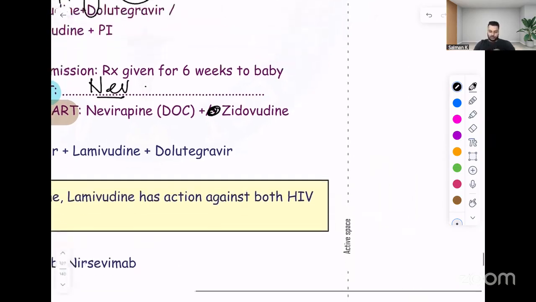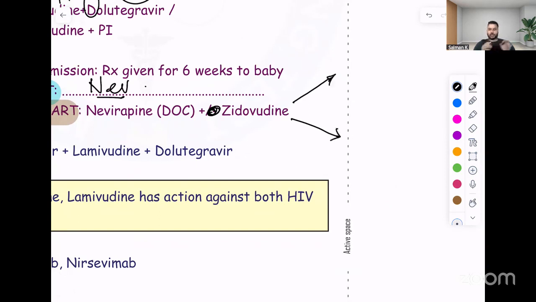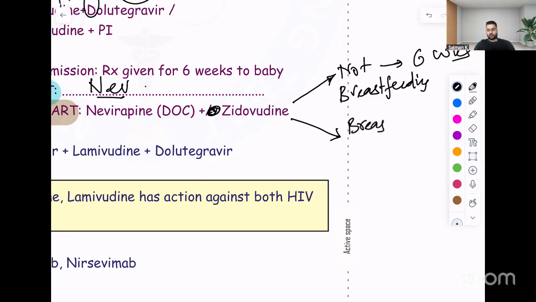Now you must get something loud and clear in this. Let's check. If mother is not breastfeeding, then no problem. You can just give these drugs for 6 weeks because risk is less. But if the mother is breastfeeding, logically the risk of this disease will be higher, so we have to give it for 12 weeks. So if the mother is breastfeeding, then 12 weeks. If the mother is not breastfeeding the baby, then it is 6 weeks.